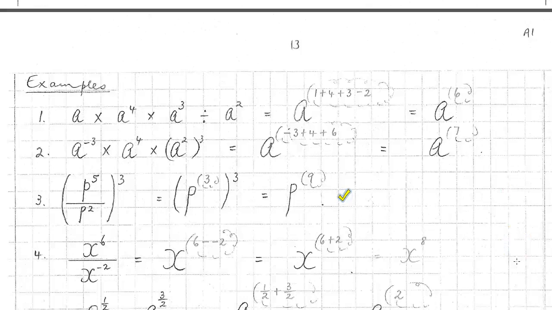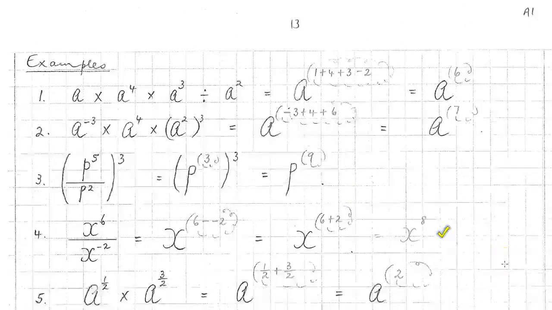Number 4. Right, yeah, we've got a negative power on the bottom. Here's a perfect example of what would happen. You've got to subtract powers when you divide, so we'll get 6 subtract minus 2. That's the same as 6 plus 2. Minus is plus. And that's x to the power 8.